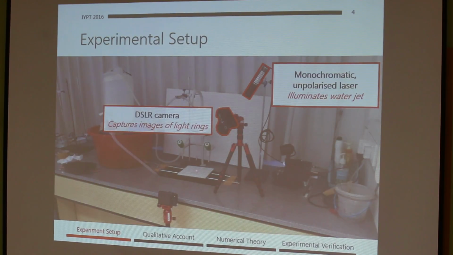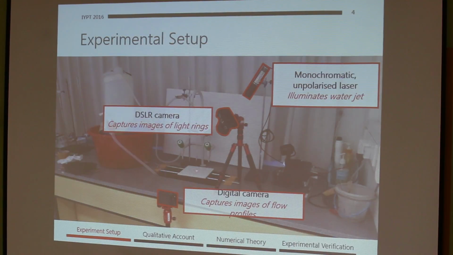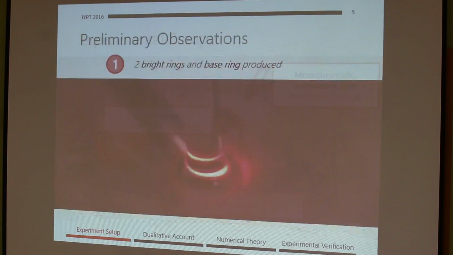To record images of the phenomenon, we use a DSLR camera, which is tripod mounted, so that we can change its location easily. And we also have a side camera, which is placed level to the water flow, and this allows us to capture images of the flow profiles. So here are some of our preliminary observations.